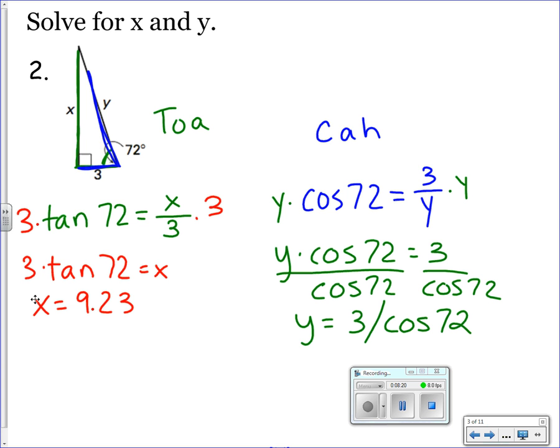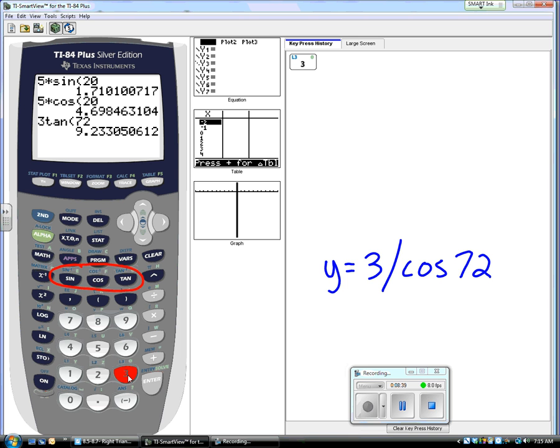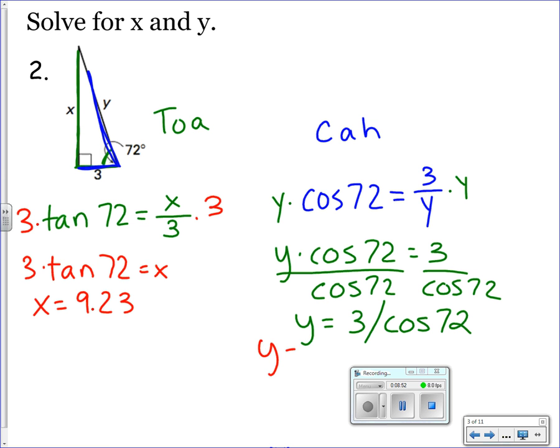So now type that in your calculator. Again, we were looking for y to be 3 divided by the cosine of 72. So just type it in exactly as is. 3 divided by the cosine of 72, and you get 9.71. So that's how you're solving for sides in triangles.